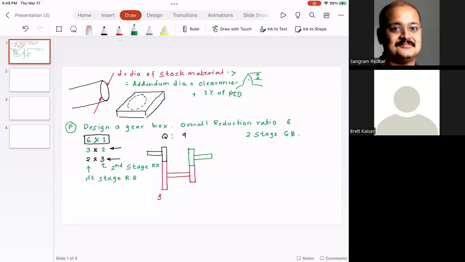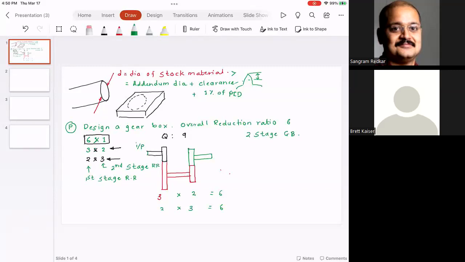Now here, you have a choice. If you go left to right, this is your input shaft and this is your output shaft. Still, you are going to have an overall reduction ratio of 6. You can also do something like this. You can start with the input over here. Actually, no, you can change this to 2 and 3, and still you would get 6.